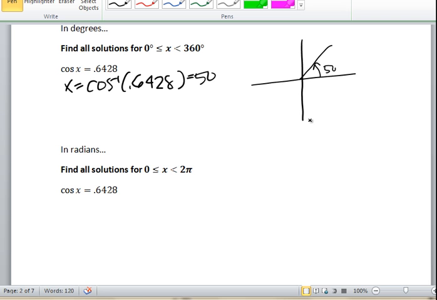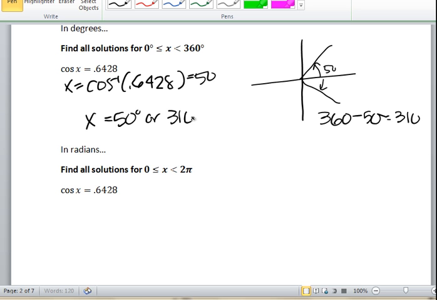Well, we know that cosine is also positive here in quadrant 4, and so we find this angle, and that angle is 360 minus 50, which is 310, right? And so x is equal to 50 degrees or 310 degrees.